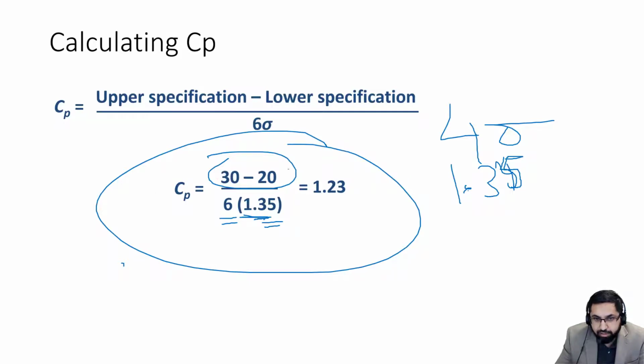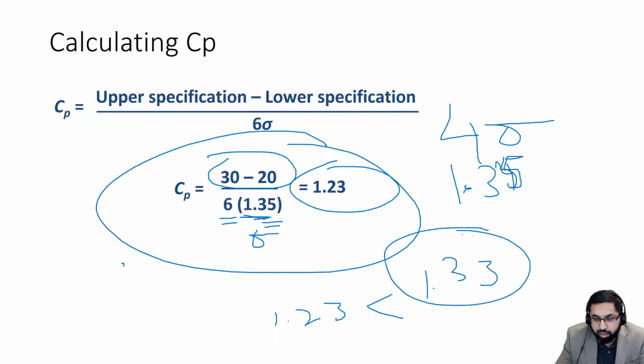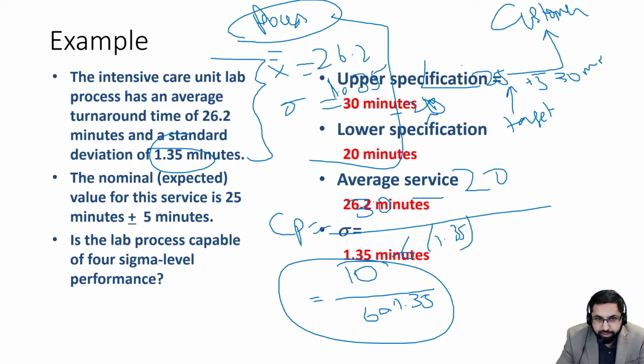So CP is 30 minus 20 over 6 times 1.65, which is the standard deviation, which is 1.23. Now 1.23 is less than 1.33, which is the 4 sigma level. So we need to improve here in this intensive care unit lab.